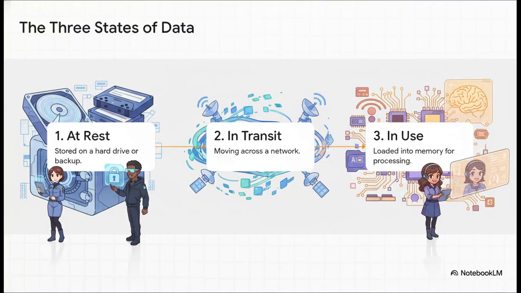Now, data isn't just static. It exists in one of three states. You've got data at rest, which is pretty much what it sounds like. It's just sitting on a hard drive or in a backup. Then there's data in transit, which is data actively moving across a network. And finally, data in use, meaning it's loaded into a computer's memory to be worked on.